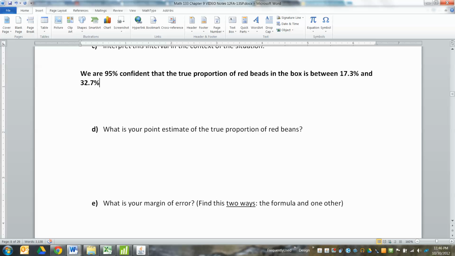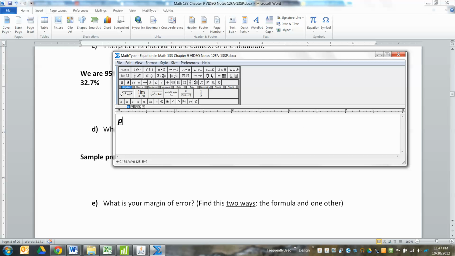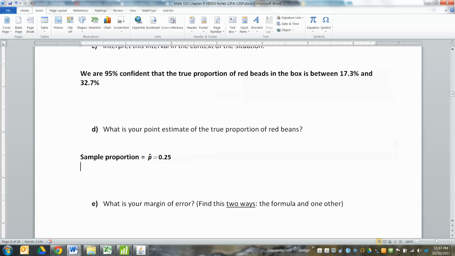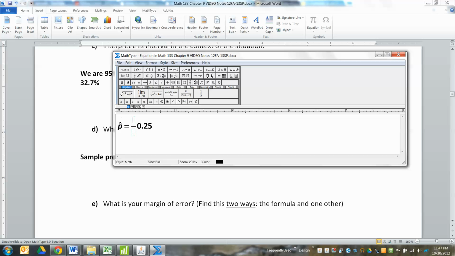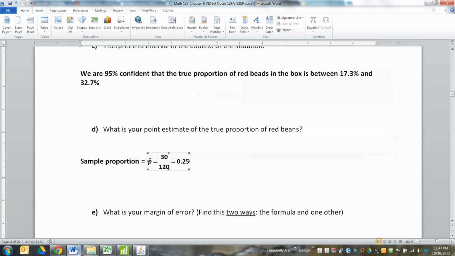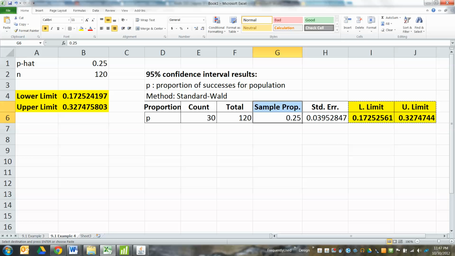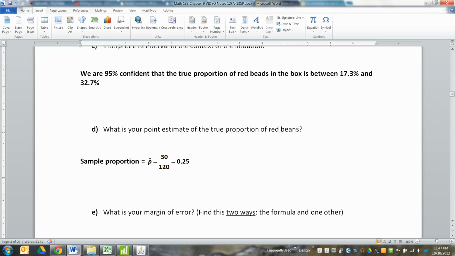Right? Now, what's our point estimate for the true proportion of red beads? That would be our sample proportion, which was equal to p hat, right? And p hat was equal to 0.25. We knew that already anyway. Here, I can even give you the fraction. It was 30 over 120. But in case we had forgotten, StatCrunch found it for us anyway. It's right here, there's the sample proportion. So that's p hat. That's your best guess. That's the center of your interval.